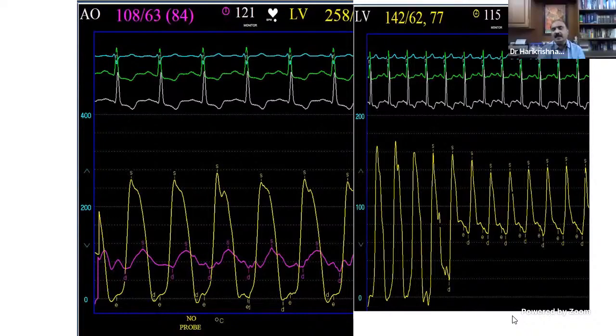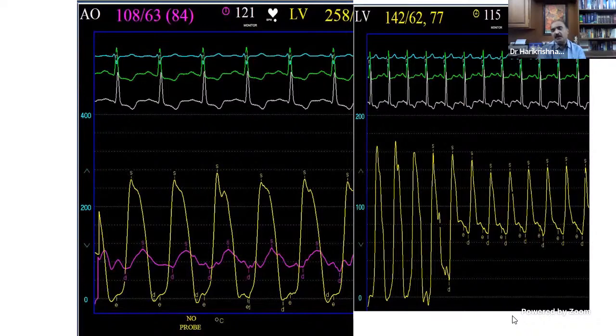Very good, excellent. Okay, so there is no significant gradient, or around 20 millimeter gradient only now. The gradient has disappeared, but there is a significant amount of aortic regurgitation.